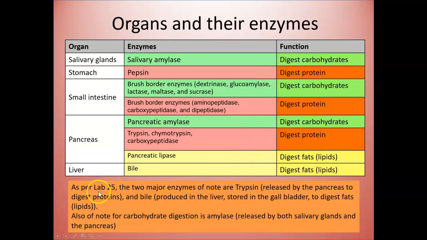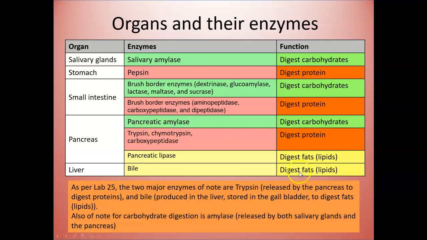And then as per Lab 25, it says to note major enzymes and look at the specific things. So here you can see the major enzymes, where they come from and what they do. But in Lab 25, it specifically notes trypsin, which is released by the pancreas to digest proteins. So trypsin right here, released by the pancreas to digest proteins.